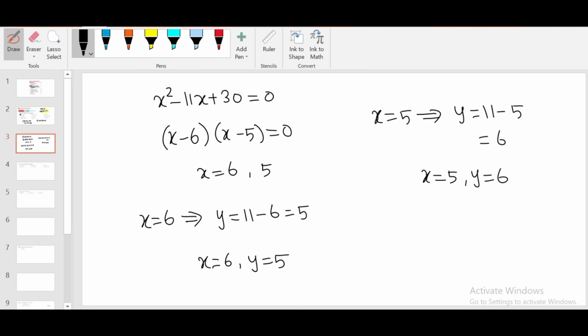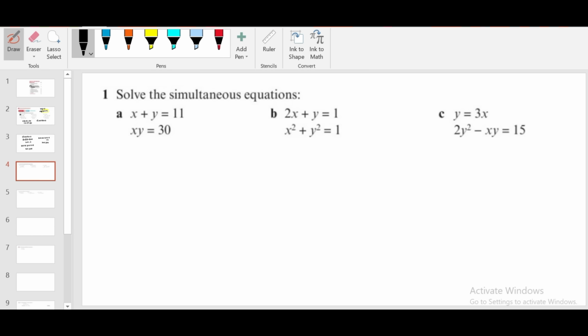That's an easy one. There is one thing you need to take note of here. For example, I'll take one more question, B. We are going to always start with the linear equation: 2x plus y is equal to 1. You need to make x or y the subject. It's completely up to you. So I'm going to show you both. When you make x the subject, you will get x is equal to (1 minus y) divided by 2.